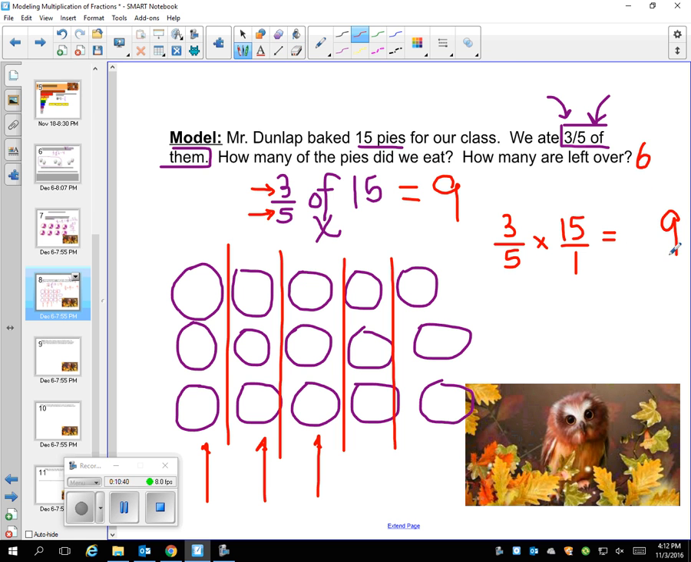Okay, we said it equals 9. Multiplication, you multiply straight across. 3 times 15 is 45. 5 times 1 is 5. Does that equal 9? Yeah, when we divide 45 by 5, we get 9. So this is a little precursor to tomorrow and what we're going to be looking at with multiplication. Today we're going to be sticking more to the pictures.